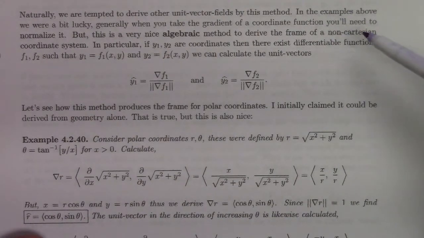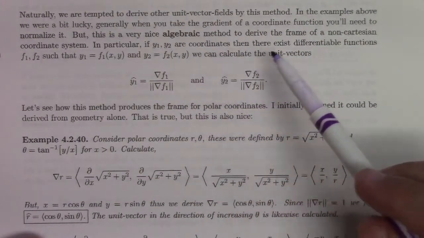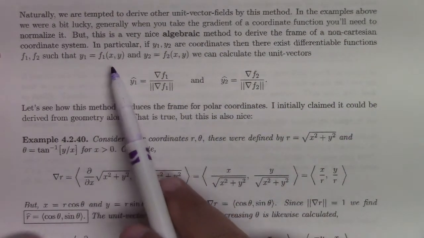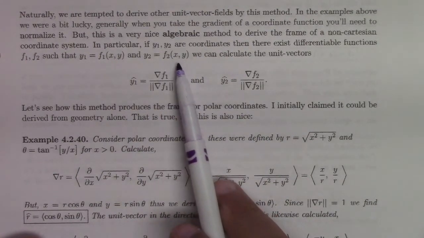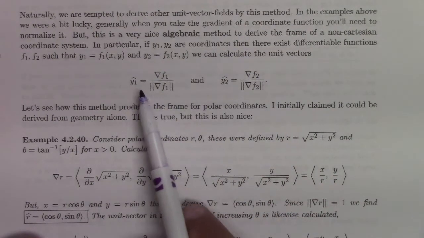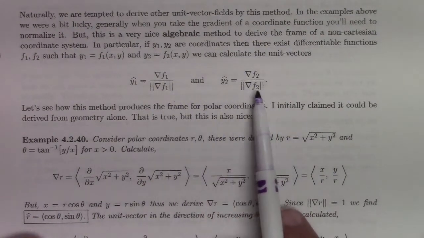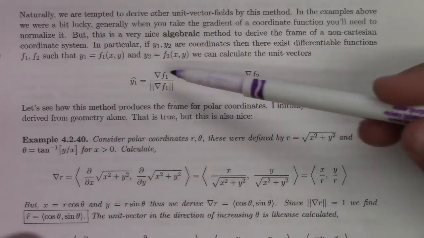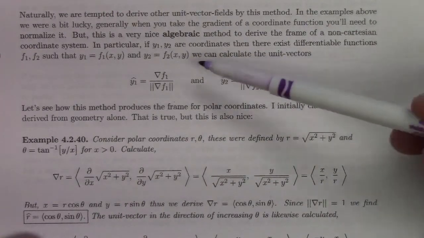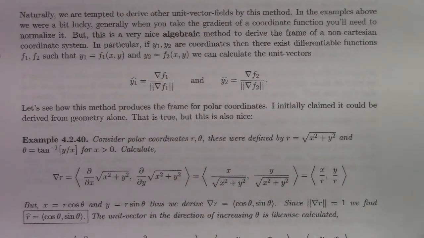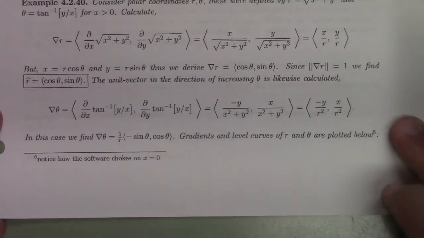If you have a non-Cartesian coordinate system with, say, y1 and y2 as coordinates, then you can write y1 as some function of the Cartesian coordinates and y2 as some function of the Cartesian coordinates which define it. And then you can calculate unit vectors by calculating the gradient of f1 and the gradient of f2 and then normalizing it. So this gives us a method actually to calculate the unit vectors of non-Cartesian coordinates using calculus. And here I'll actually go through it for the polar coordinates. I think I'll do that here. Let's see here.